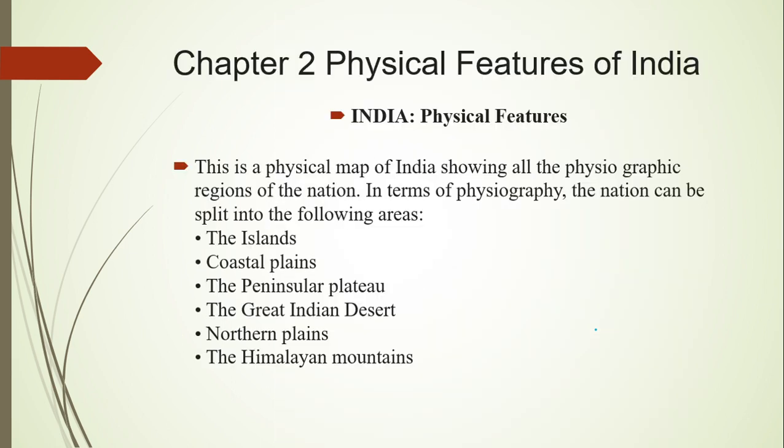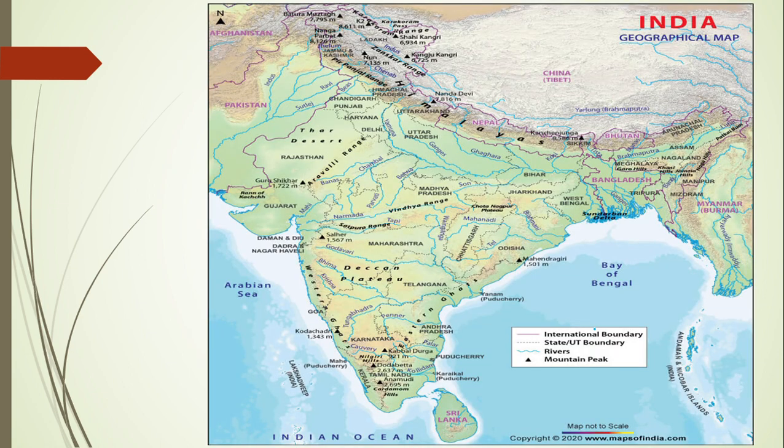The next is about the physical features of India. In physical features, we are going to see the islands, the coastal plains, the peninsular plateau, the Great Indian Desert, northern plains, and the Himalayan mountains. Now, if you go through the first one here, this is the map of India in which in physical features we have to mention some of the most important ones, and the first one is the Karakoram. Here you see the red mark.